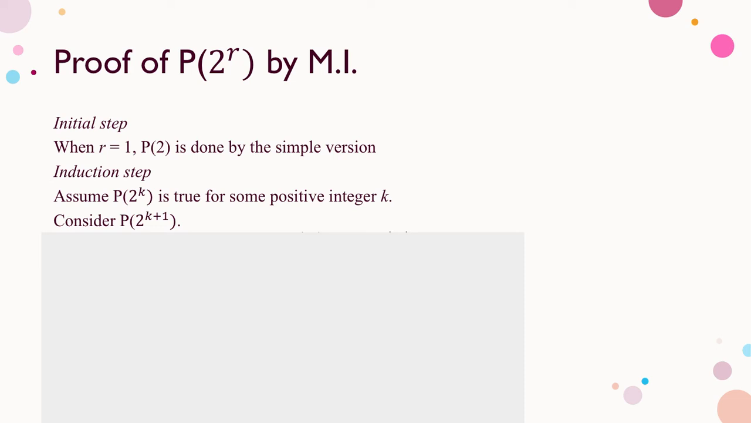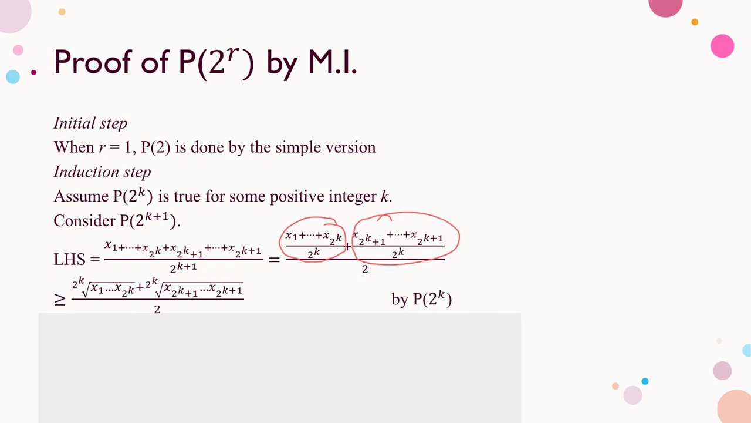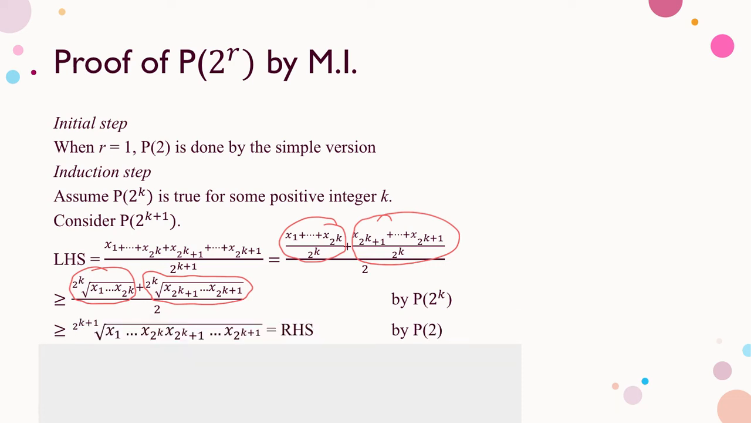We start with the left-hand side of the inequality, that is the AM of 2 to the power k plus 1 terms. Split the terms into two groups. The first group contains 2 to the power k terms, and so does the second group. By the assumption P of 2 to the power k, AM is greater than or equal to GM, we have the GM of two groups of 2 to the power k terms. Now, we have the AM of two big terms. By P of 2, we have the GM of 2 to the power k plus 1 terms. The first part is done.